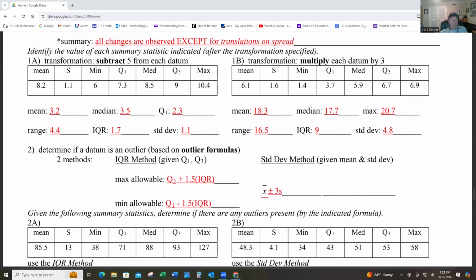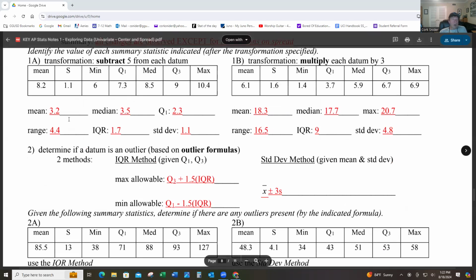Now, let's do this. Here is a 5-number summary of some data. The mean is 8.2, standard deviation 1.1, minimum 6. You got the idea. Okay. So we got the 5-number summary plus the standard deviation plus the mean.